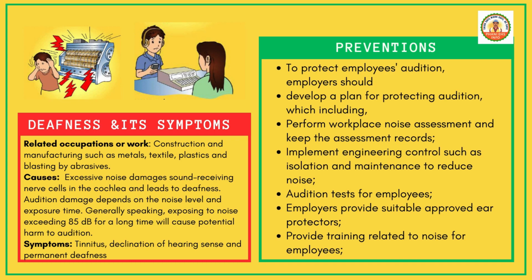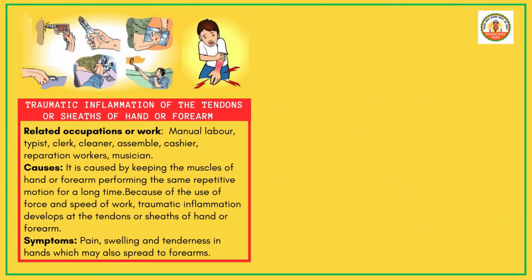Preventions. To protect employees' audition, employers should develop a plan for protecting audition, which includes performing workplace noise assessment and keeping the assessment records. Implement engineering controls such as isolation and maintenance to reduce noise. Conduct audition tests for employees. Employers provide suitable approved ear protectors. Provide training related to noise for employees.